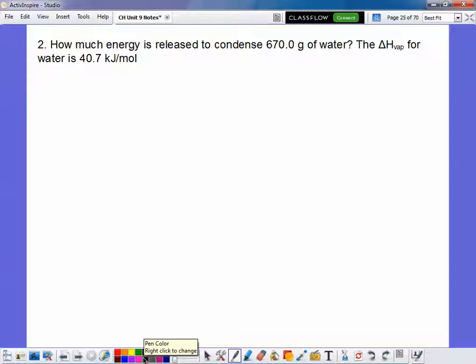How much energy is released to condense 670.0 grams of water? And the delta H vap for water is 40.7 kilojoules per mole. So Q equals n delta H. We don't know Q. That's what we're solving for. It's going to be in kilojoules. N, how are we going to find n? Mole conversion.